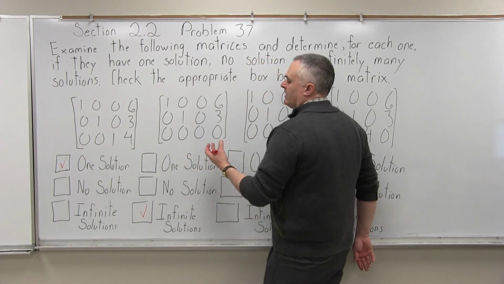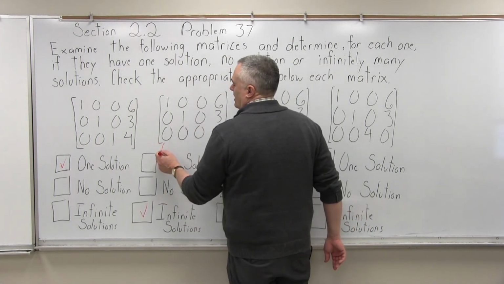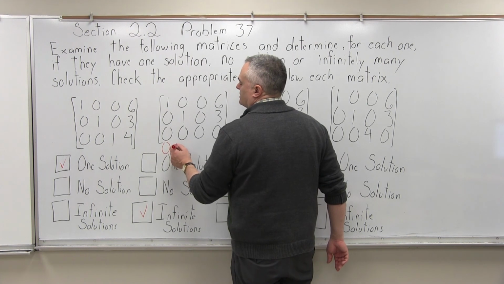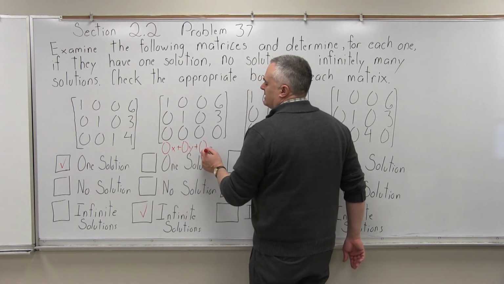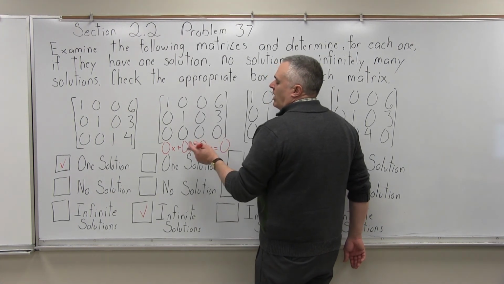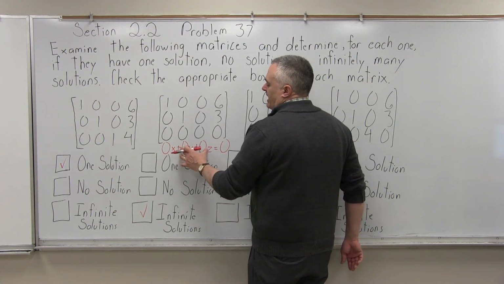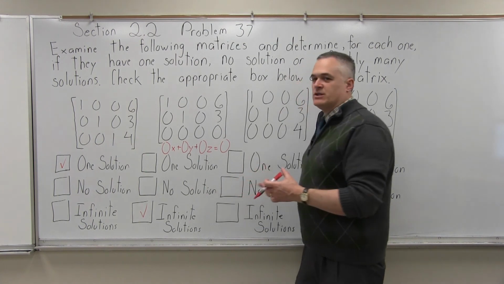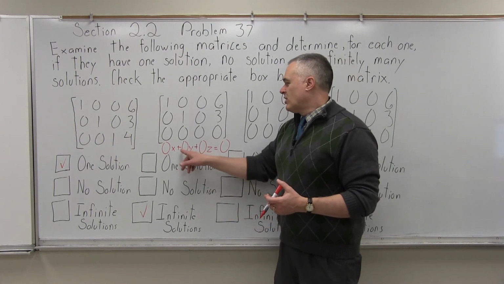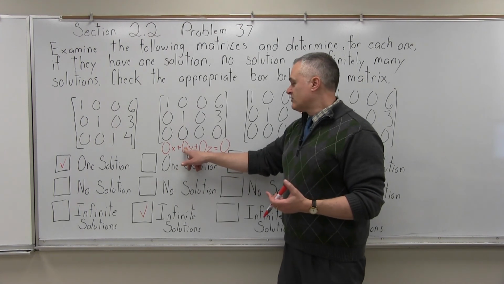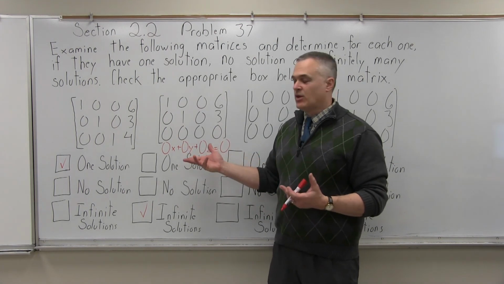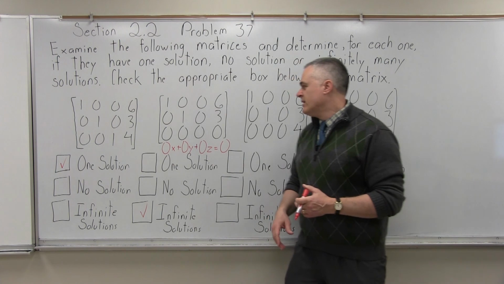And again, why? Well, that bottom row is representing the equation 0x plus 0y plus 0z equals 0. There are infinite combinations of x, y, and z that are going to make that equation true. Right? I can put in all kinds of stuff for x, y, and z. When it gets multiplied by the 0 in front, I get a true equation, 0 equals 0. There are a lot of examples that will make it work.